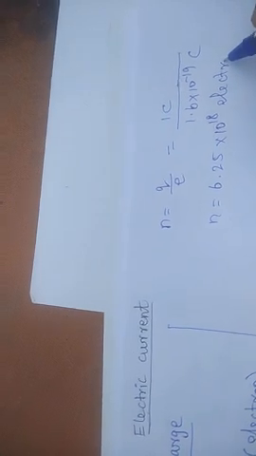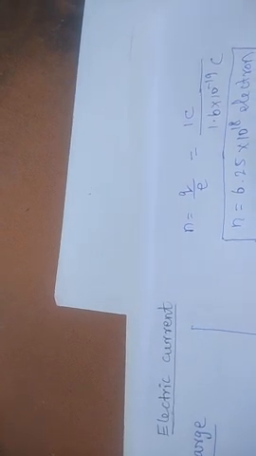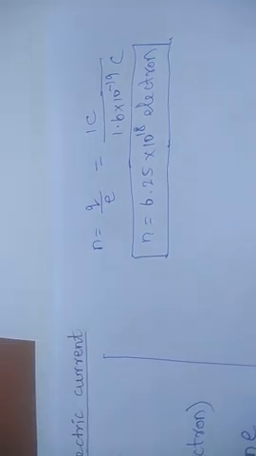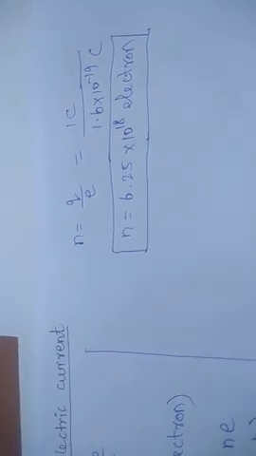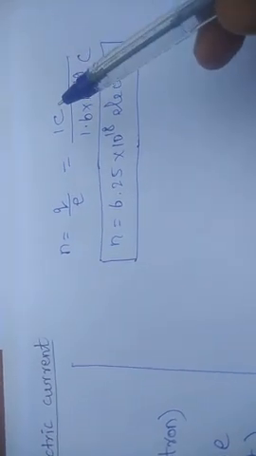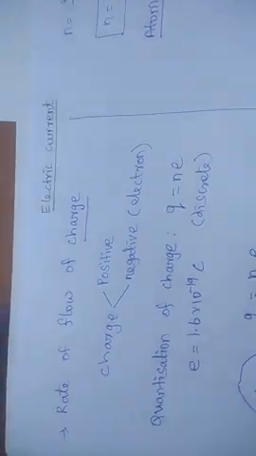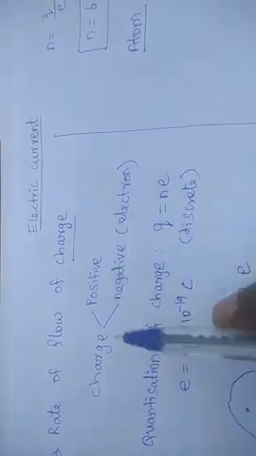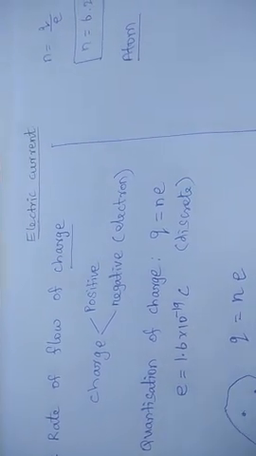So evidently we found that the number of electrons in 1 coulomb of charge is 6.25 into 10 power 18 electrons. 10 power 3 is 1000, 10 power 5 is a lakh, so 10 power 18, imagine how many electrons are present in 1 coulomb of charge. As I said earlier, the rate of flow of charge is called electric current. The charges are positive charge and negative charge, and we have seen the quantization of charge.